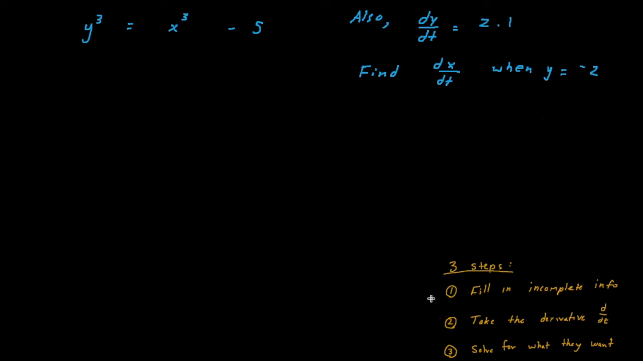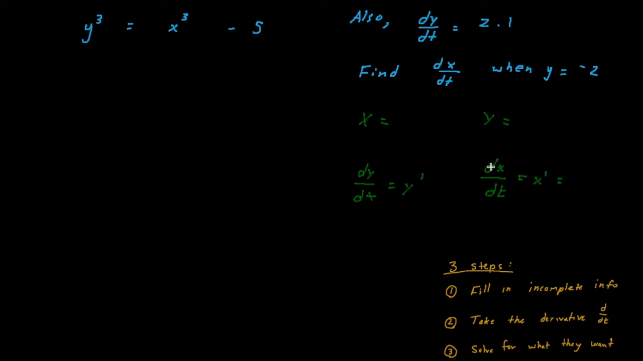To solve this problem, we'll take the 3 steps I've outlined here. The first step is to fill in incomplete info. So what is the incomplete info? They give us dy over dt, they give us y, they want us to find dx over dt, and they don't tell us anything about x. So for these problems, there's 4 pieces of information. There's x, there's y, there's dy over dt, which we're calling y prime, and there's dx over dt, which we're going to call x prime.